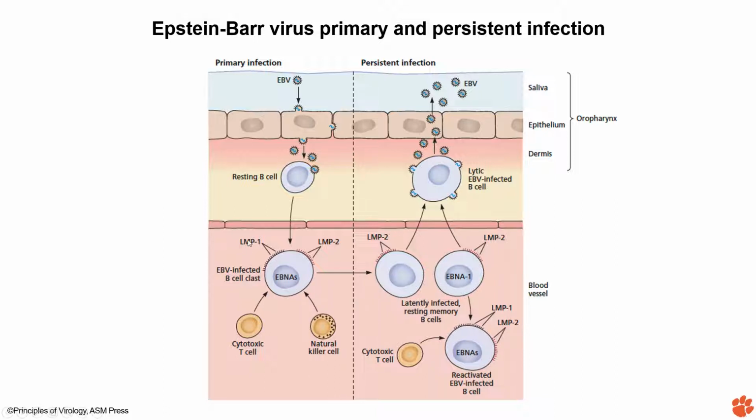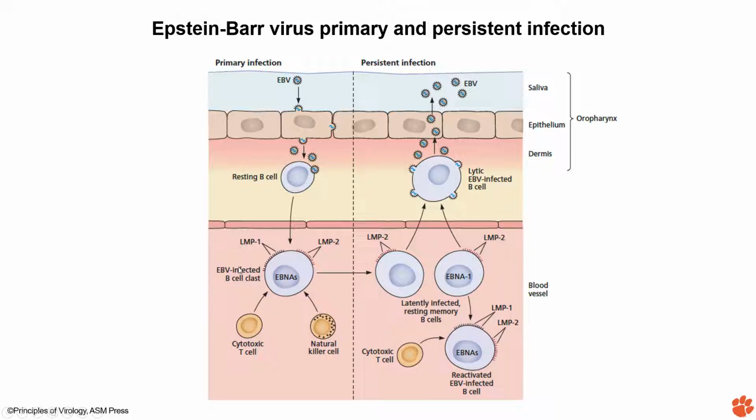And also, they produce these two types of protein on their membrane, what they call LMP1 and LMP2. These are latent membrane protein 1 and latent membrane protein 2. When these markers are produced, the cytotoxic T cells and natural killer cells recognize that these B cells are infected.